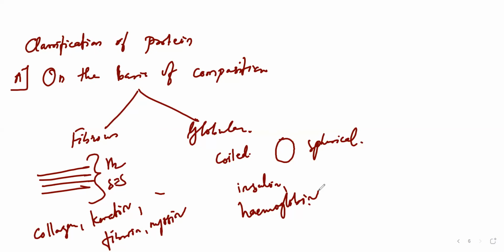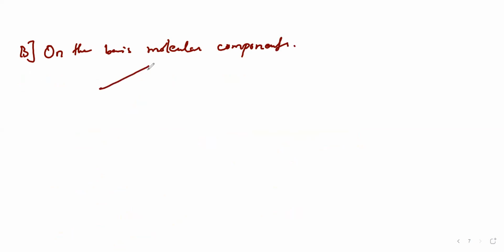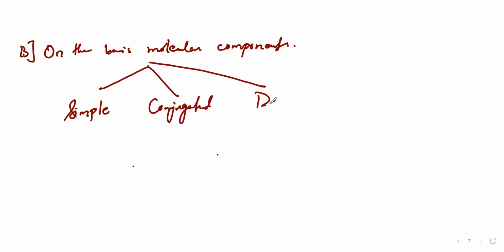Now, there are again some types, depending upon how they are derived, or if they are simple or complex structures, or complex proteins. So the second one is what? On the basis of molecular component. So in this, three types. The first one is the simplest form, so simple proteins. Then you have conjugated proteins and derived proteins.